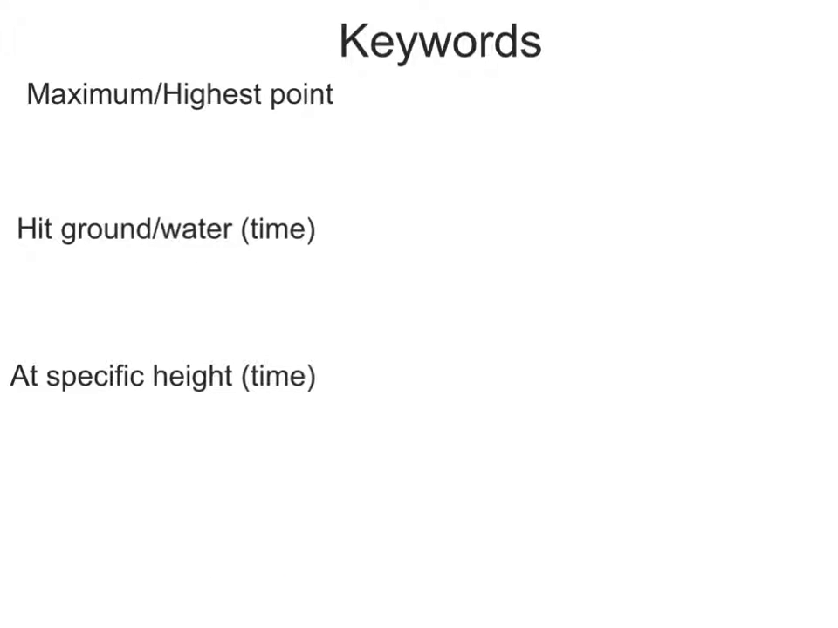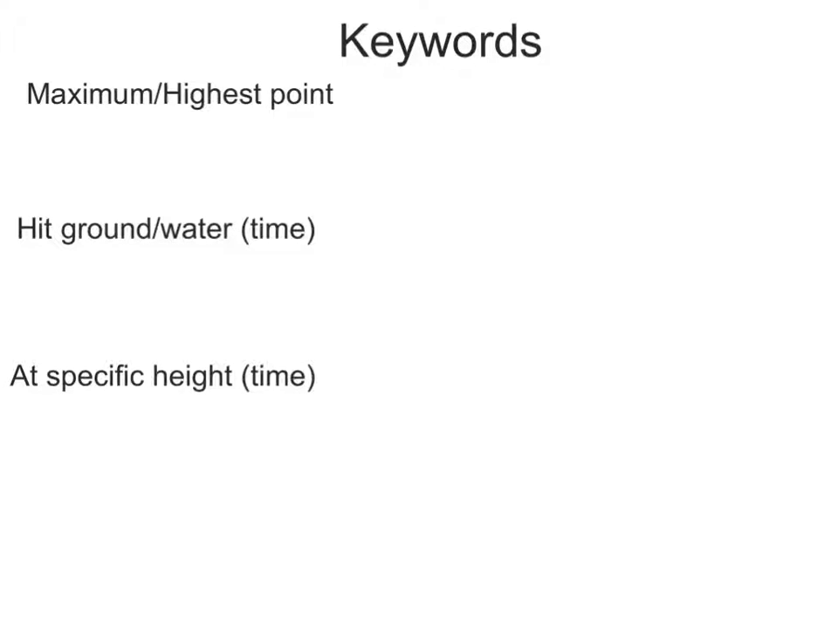But I do want to give some keywords that can help you decide what type of problem you have. The 3 phrases, more than keywords, that we're going to look at are maximum and highest point, when we're looking at hitting the ground or the water, so that's dealing with time, when did we hit the ground or the water, or when we're at a specific height. So say 20 feet off the ground. When am I 20 feet off the ground? When am I 80 feet off the ground?